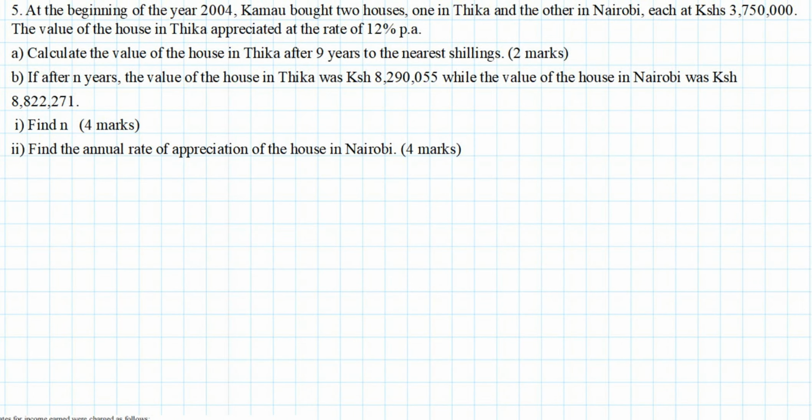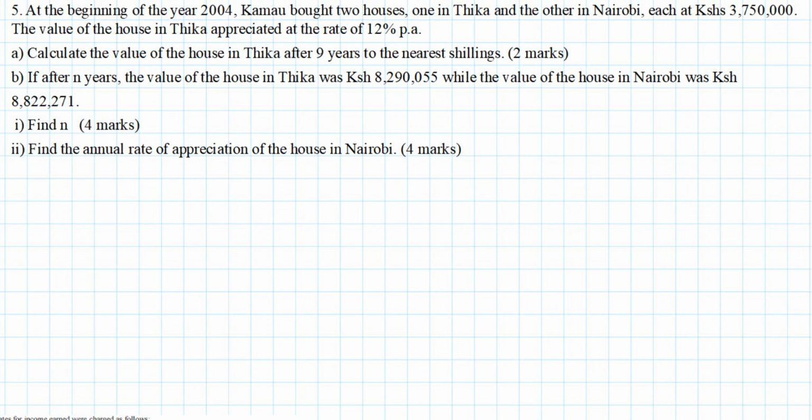So in our fifth question, as indicated in the beginning of the video, we shall be dealing with appreciation, and also we shall be seeing depreciation in the next question. So this question tells us that at the beginning of the year 2004, Kamau bought two houses, one in Thika and the other in Nairobi, each at 3,750,000. The value of the houses in Thika appreciated at the rate of 12% per annum.